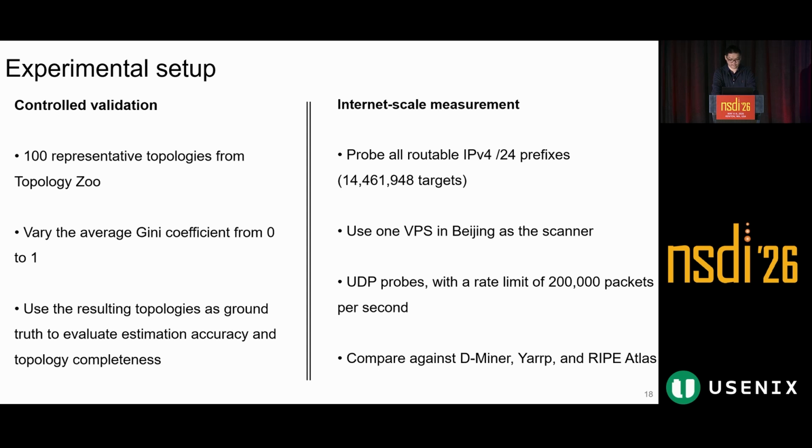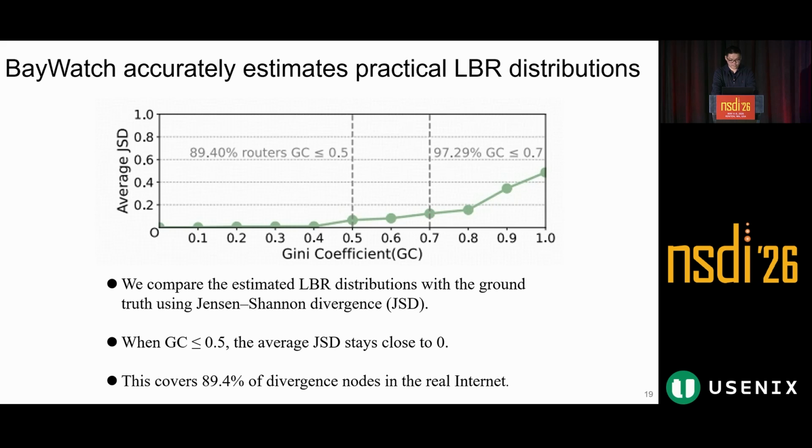14.46 million targets. The first question is whether BayWatch can accurately estimate the practical LBR distribution. We compare the estimated LBR distribution with the ground truth using Jensen-Shannon divergence. When GC is less than 0.5, the average JSD stays close to 0. This covers 89.4% of divergence nodes in the real internet. So for the vast majority of practical cases, BayWatch can estimate the LBR distribution very accurately.